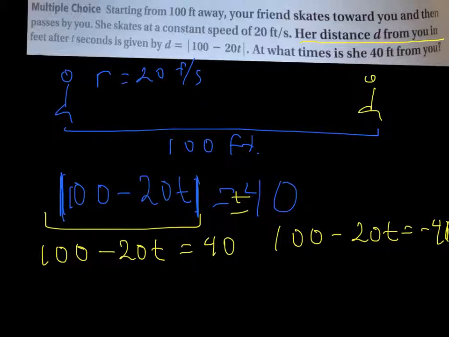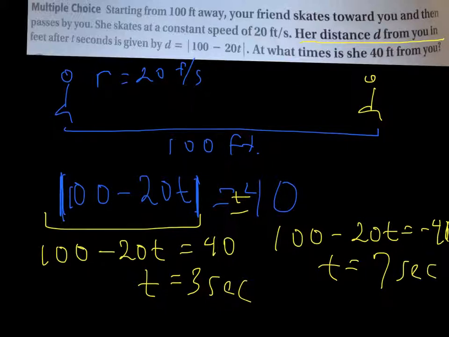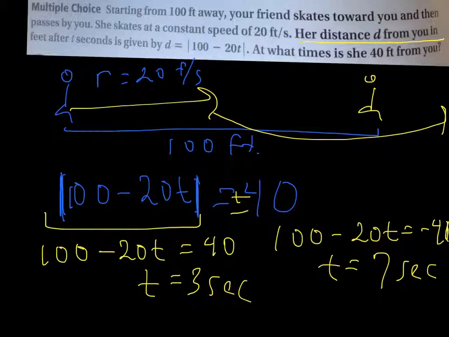Okay, so when you solve this one for t, you get t equals 3, and when you solve this one, you get t equals 7, and those are both seconds, right? That would be your units here. Don't forget them. So the solutions are 3 seconds and 7 seconds. So what is that answering? Your friend is 40 feet from you after 3 seconds, so when she's coming here, and then after 7 seconds, this is going to be on the other side. At those 2 points in time, she's going to be 40 feet from you.